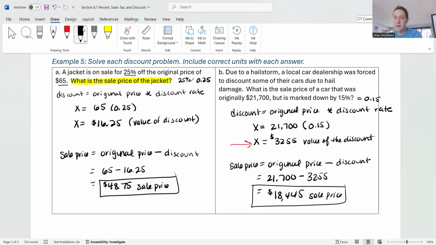Now, just for fun, let's kind of explore. If we're dealing with a car, okay, and we know 100% of the cost of the car is $21,700, and we know the car is being reduced by 15%, what percentage of the price of the car are we actually paying? Well, 100 minus 15 would be 85. So at the end of the day, if we're getting a 15% reduction, we're paying 85% of the original price.